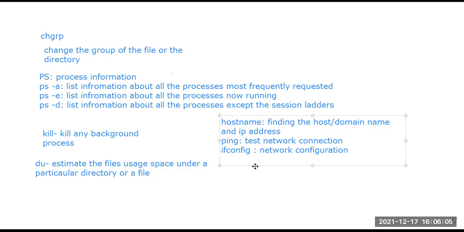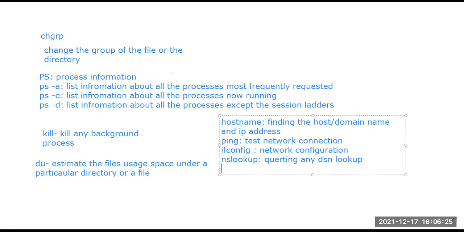ifconfig is used for network configuration. Then what is the role of nslookup? It is for querying any DNS lookup name. So how can we query any DNS lookup name? By using the nslookup command.